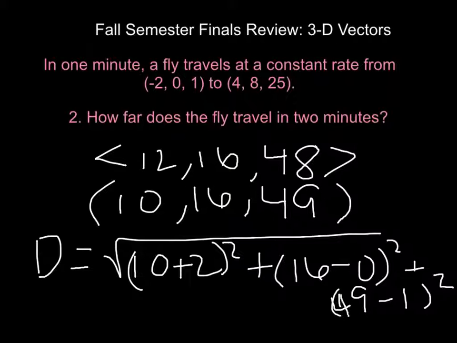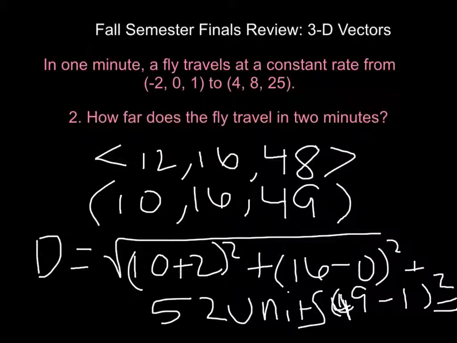And then just put equals at the bottom there. Equals. And then I got 52 after you simplify that. That is how far it went.